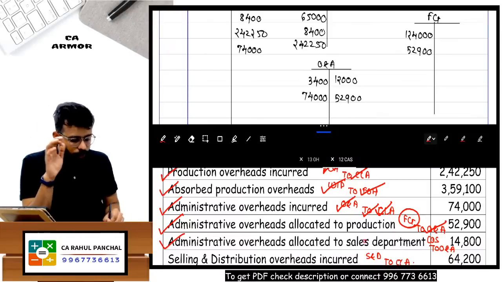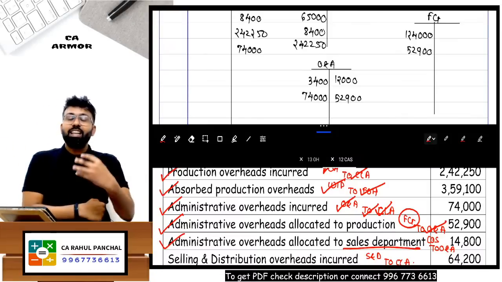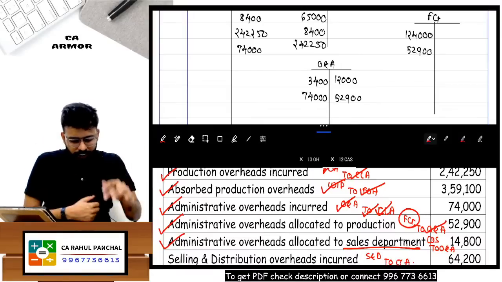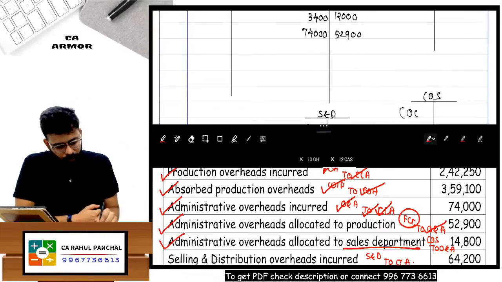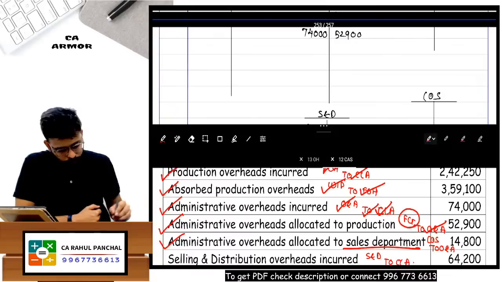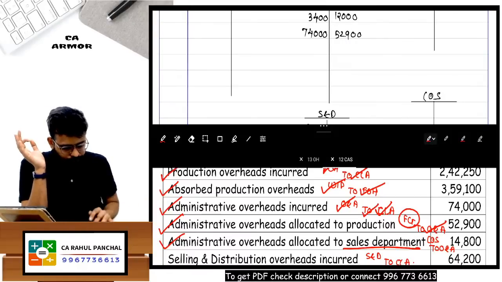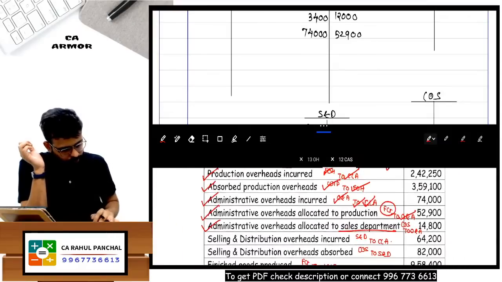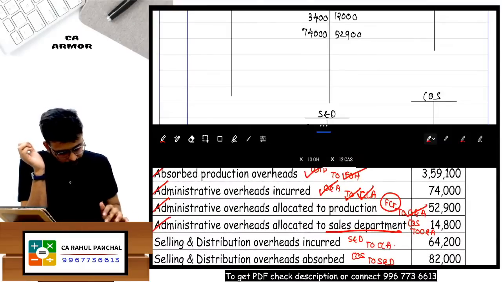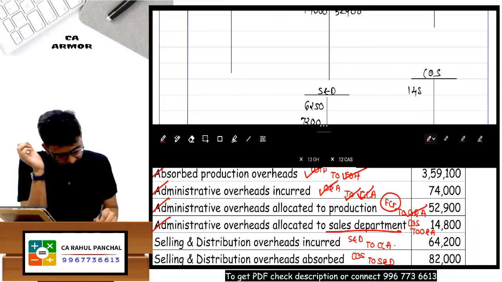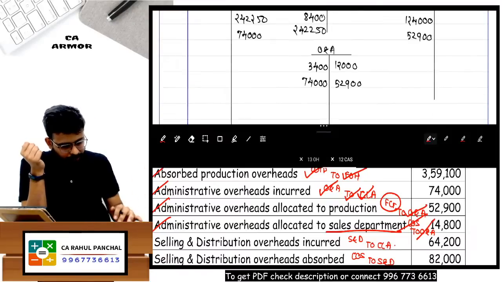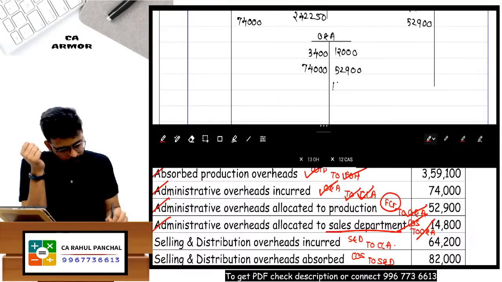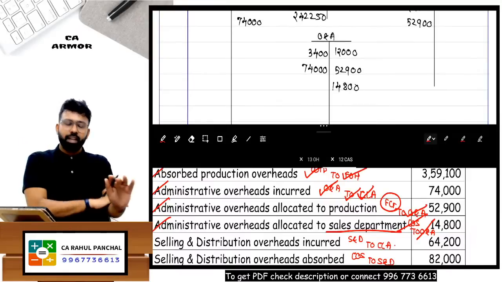Now admin overheads are allocated to sales. So it is connected with cost of sales. When you get that COGS here in cost of sales, to that you add office and selling and distribution both. So now it is charged there. The entry is cost of sales to office and administration. So cost of sales debit side, you will write 14,800, and then office and admin credit side, you will write 14,800.